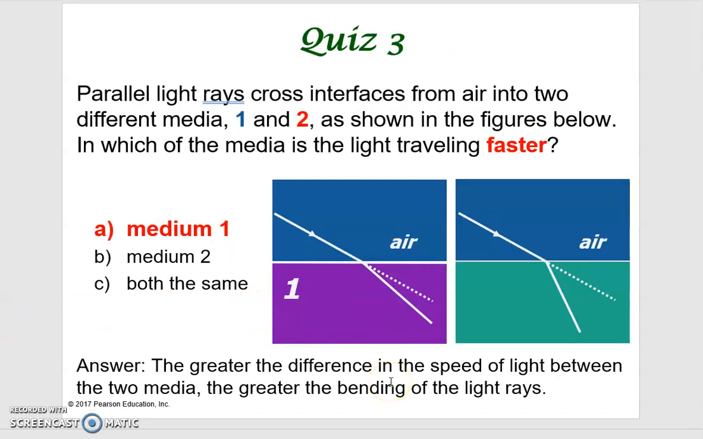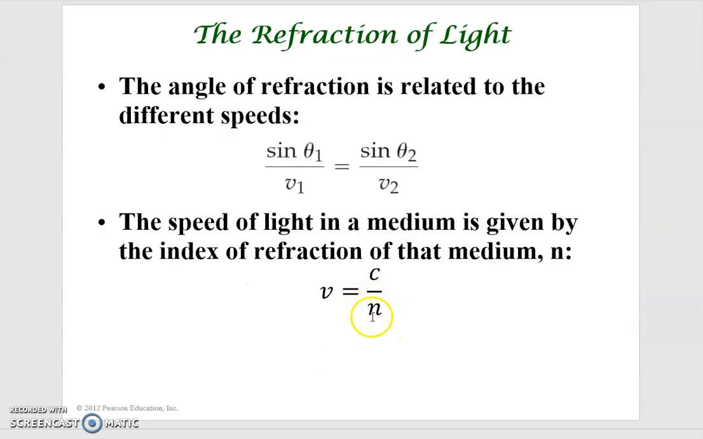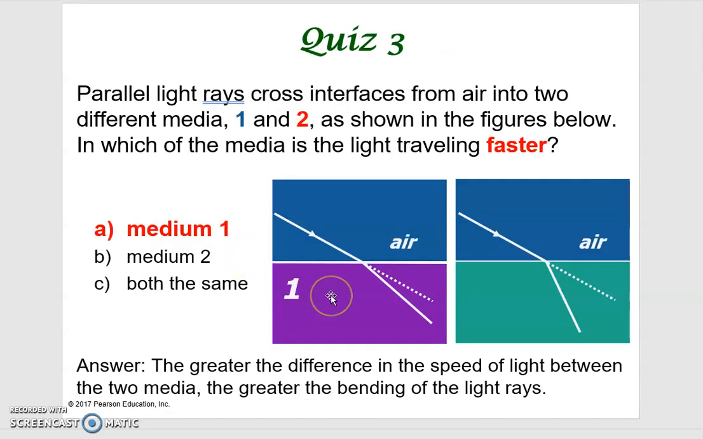Because the bigger the density of the material, the stronger the light will be bent toward the normal line. And if it is more dense, it means the light is moving slower in that material. It is more dense, yeah? So this value is bigger, which means the velocity traveling in that material is slower. So that is the reason the answer is A, 1, because the light is bent less in that material.